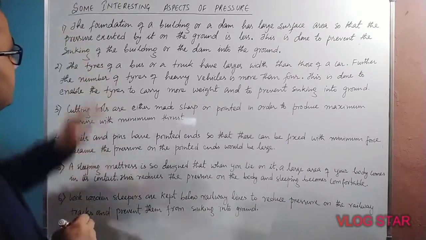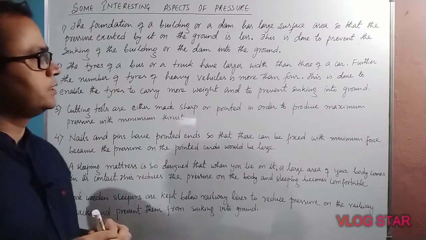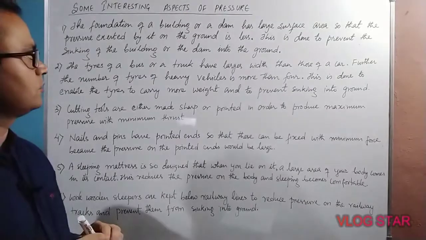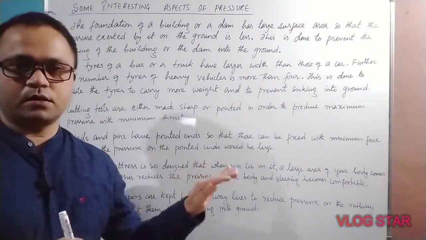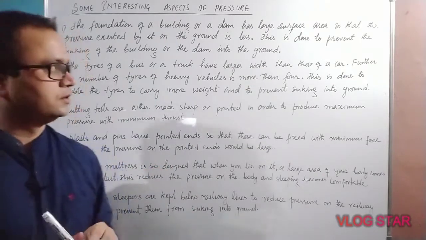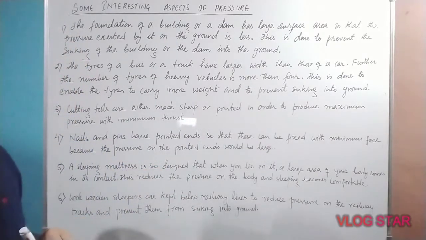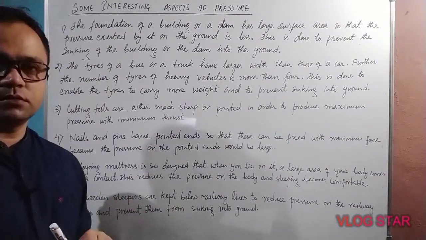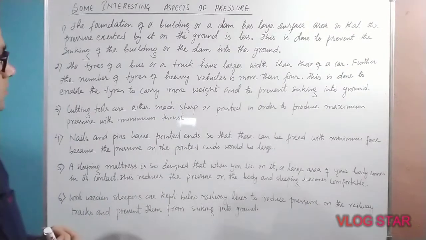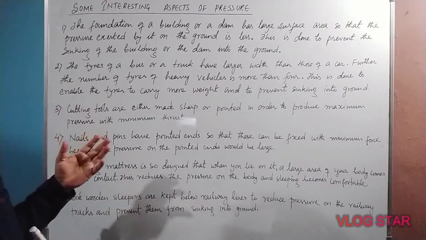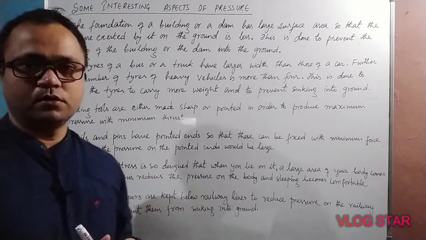Number 1: the foundation of a building or dam has a large surface area so that the pressure exerted by it on the ground is less. If the surface area on the ground is large, then the pressure exerted on the ground will be small. This is done to prevent the sinking of the building or dam into the ground. So a large area prevents the sinking of the building or dam into the ground.